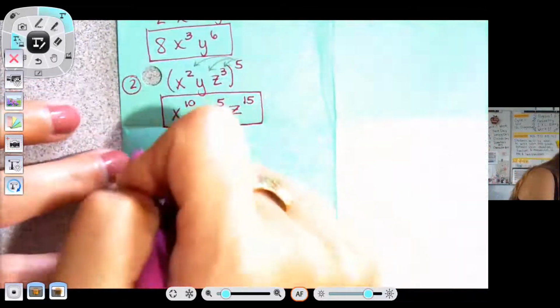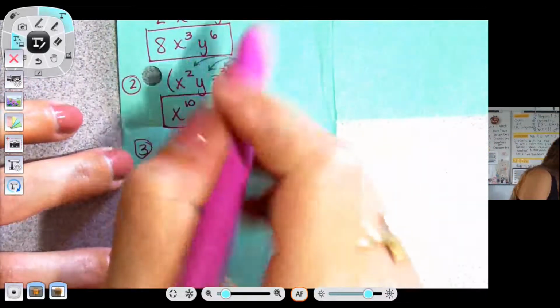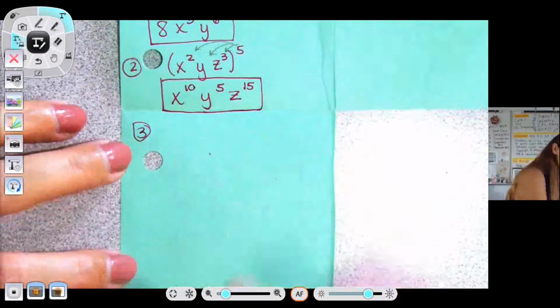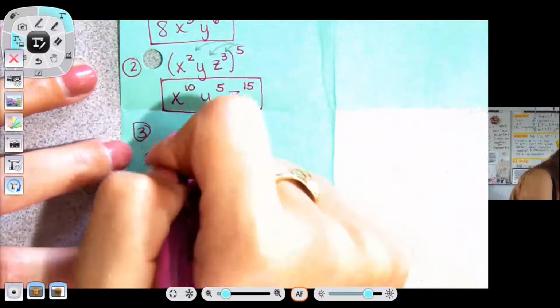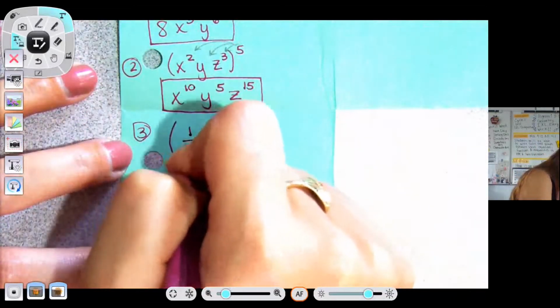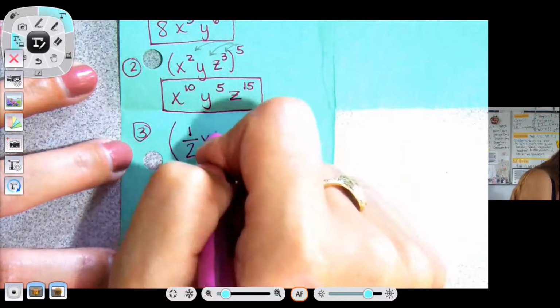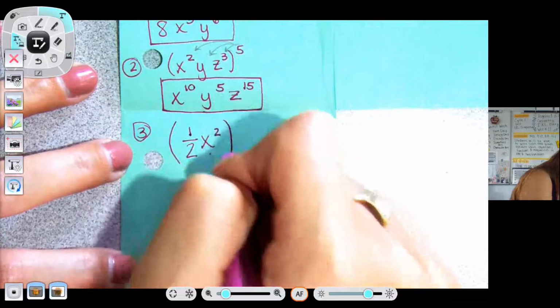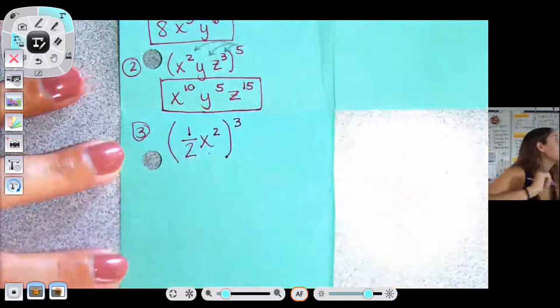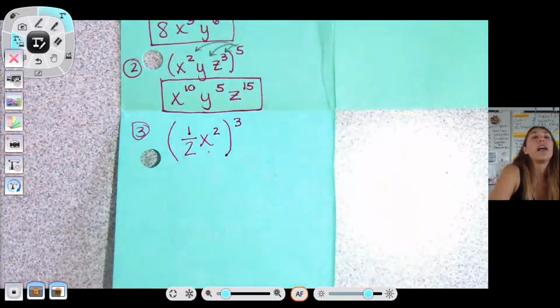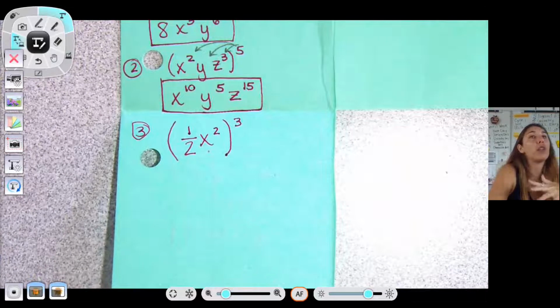Okay, let's do the last 2. Question 3 is going to be 1/2 x squared, to the power of 3. The rule still applies. It's going to go to the 1/2, but instead of going to one number, a fraction has 2 numbers. That power is going to go to the numerator and to the denominator.